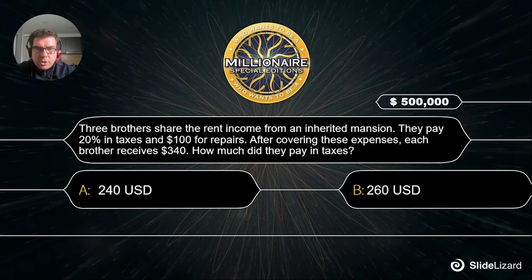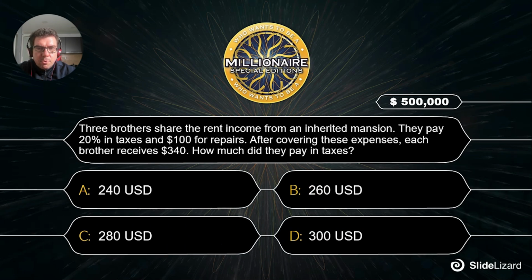Three brothers share the rent income from an inherited mansion. They pay 20% in taxes and $100 for repairs. After covering these expenses, each brother receives $340. How much did they pay in taxes? Think about it and let me know the answer.